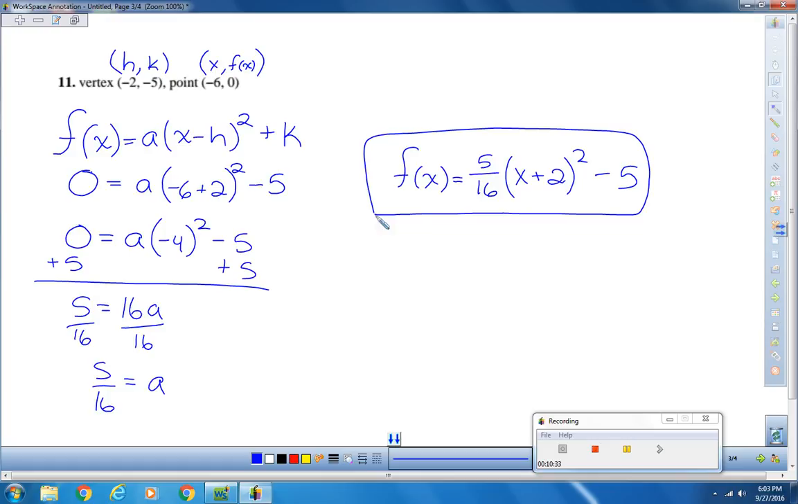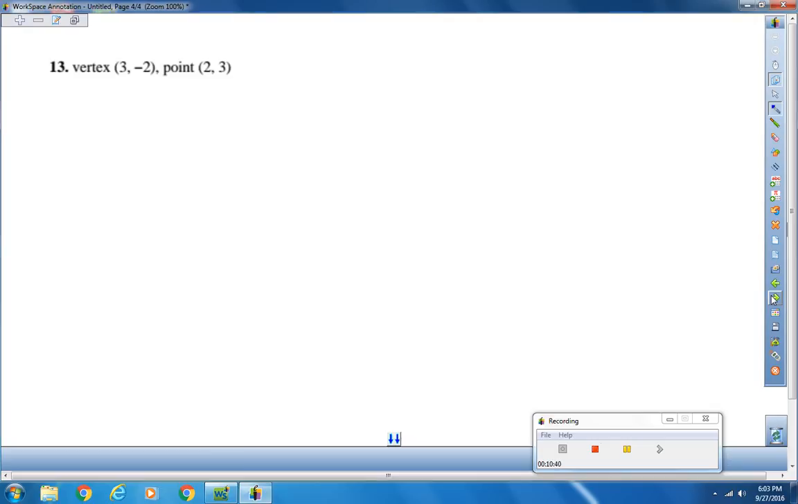Okay? Let's take a look at the last one, number 13, and then you guys can go ahead and hopefully do 8, 10, 12, and 14 on your own. So vertex, here's h, here's k. Our point, x and f of x.